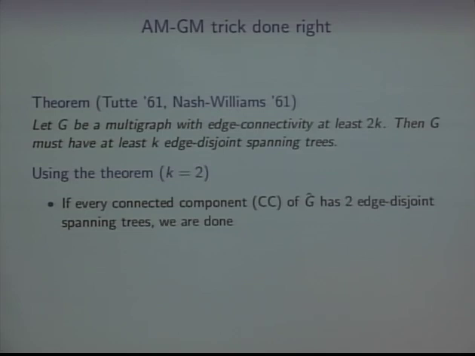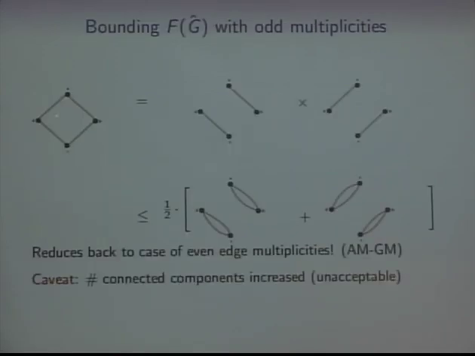Why are we done? Because over here, I could have partitioned this graph in any way I wanted. I could have partitioned the 2 edges any way I wanted. If it has 2 edge disjoint spanning trees, I'm going to place one spanning tree on one side, one spanning tree on the other side. I haven't destroyed the connectivity at all, AMGM, and now this trick actually worked without changing the connectivity at all.